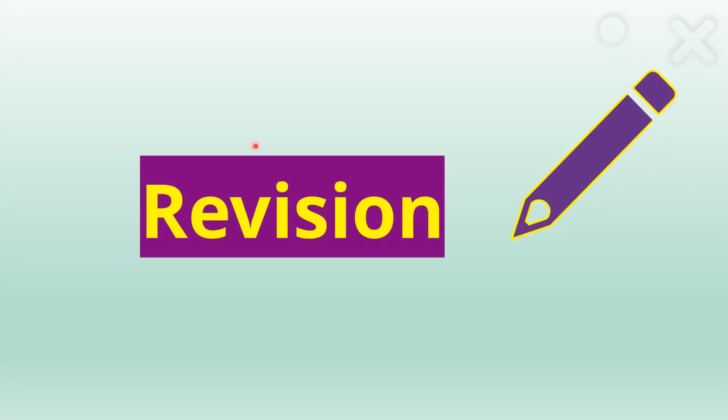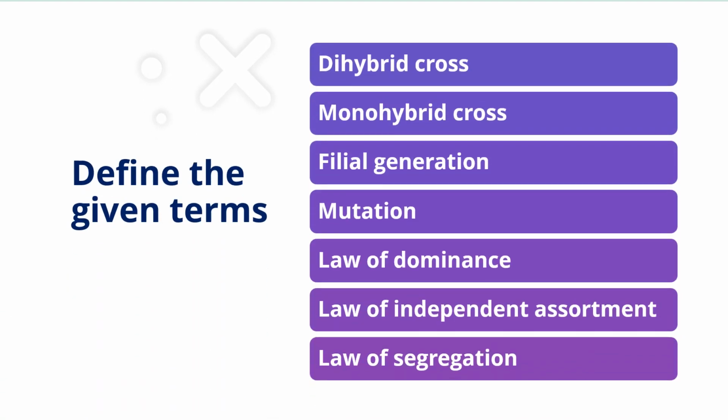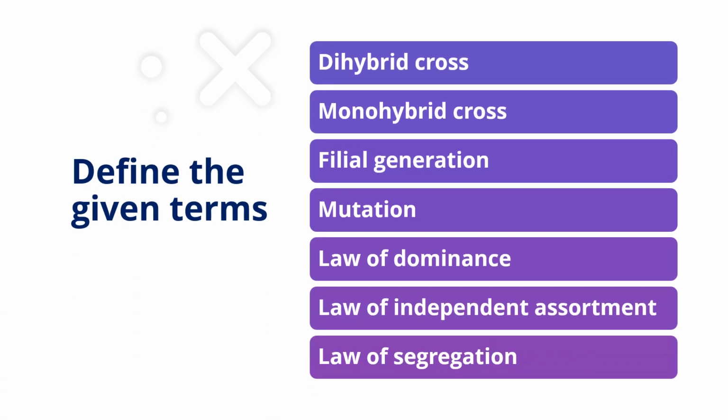Revision. Define the given terms: dihybrid cross, monohybrid cross, filial generation, mutation, law of dominance, law of independent assortment, law of segregation. These are the important definitions coming from this chapter. If you have any doubt in monohybrid cross and dihybrid cross, you can ask me.